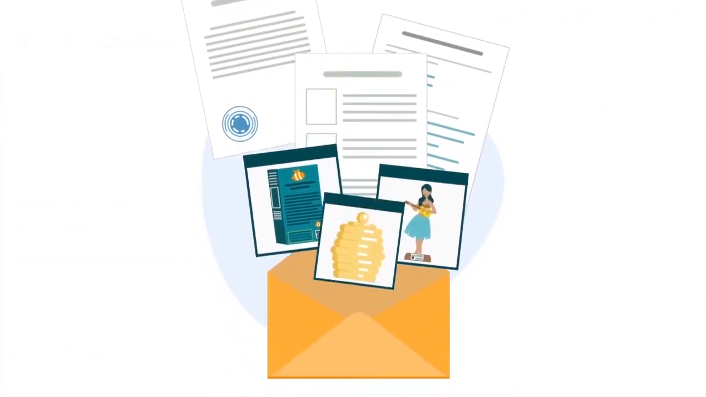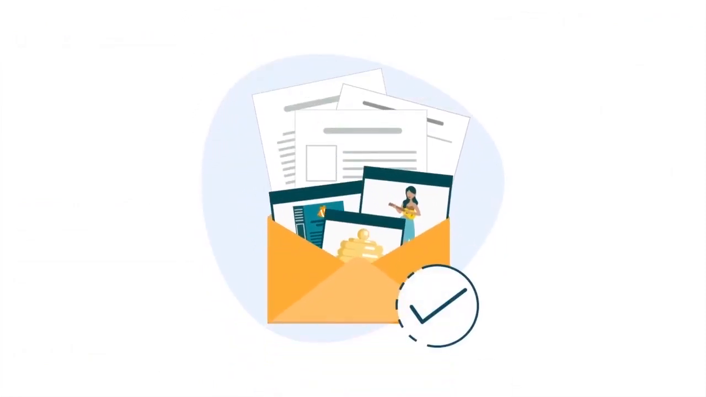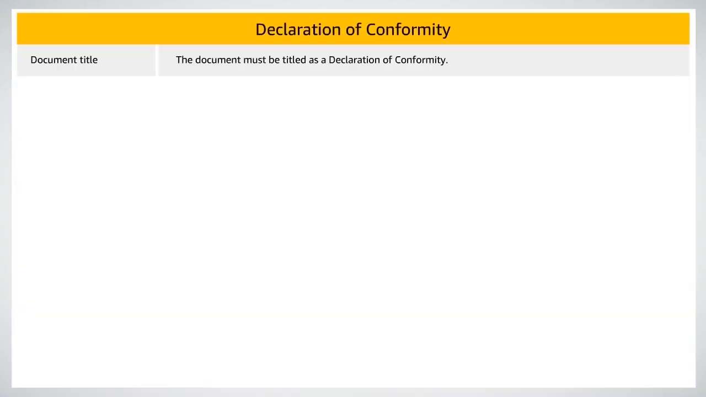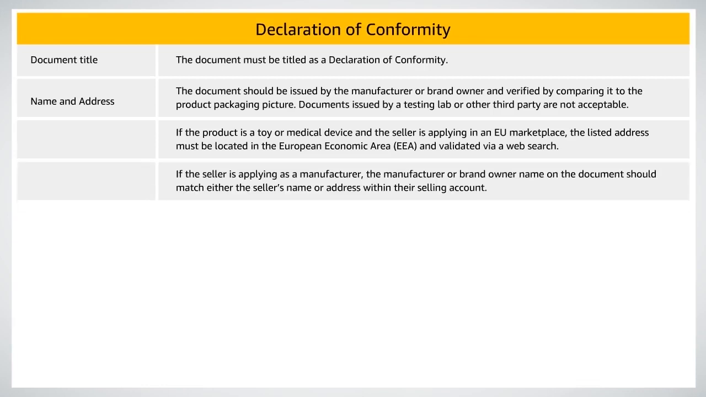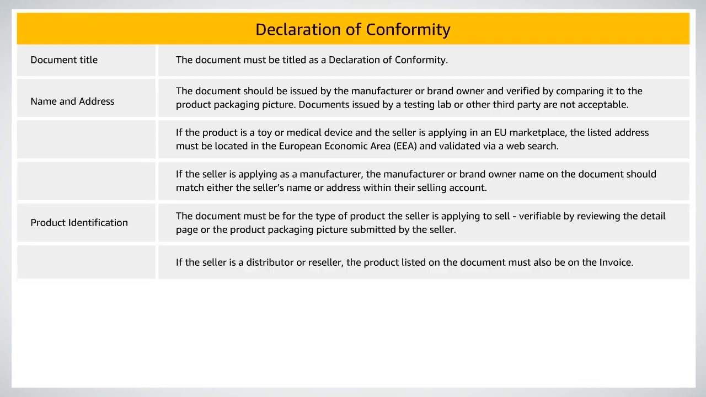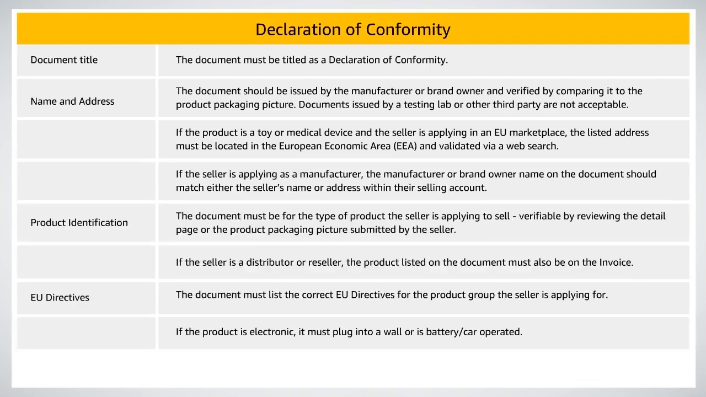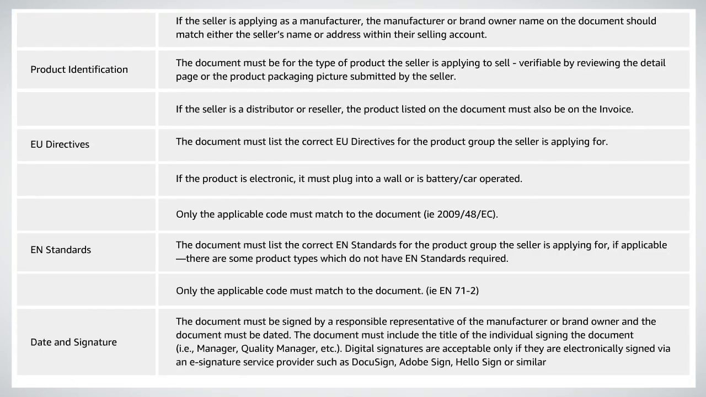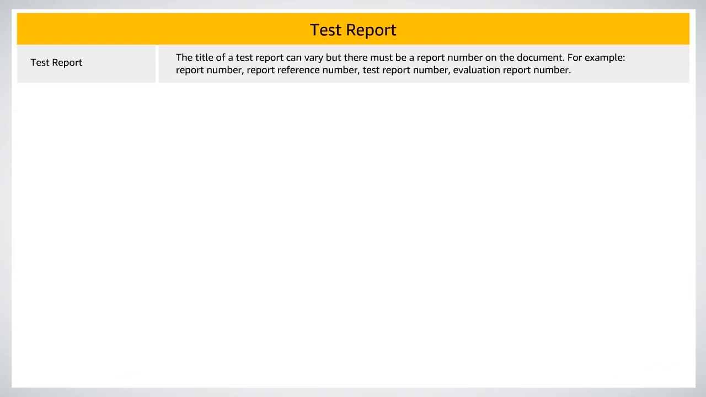To ensure that you have the correct documents for approval, during our review, we may reach out to you if we need additional information. For the United Arab Emirates Marketplace, certain products require additional documents from selling partners to submit, such as declaration of conformity and test reports.